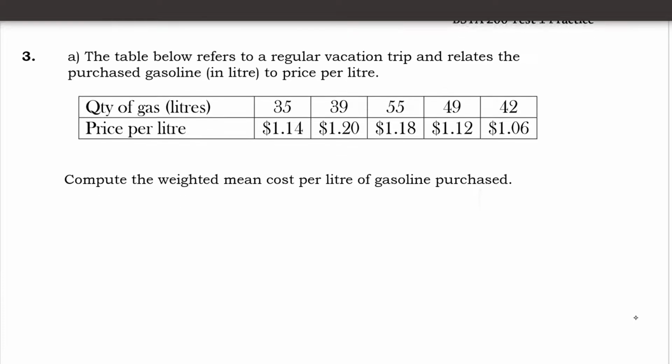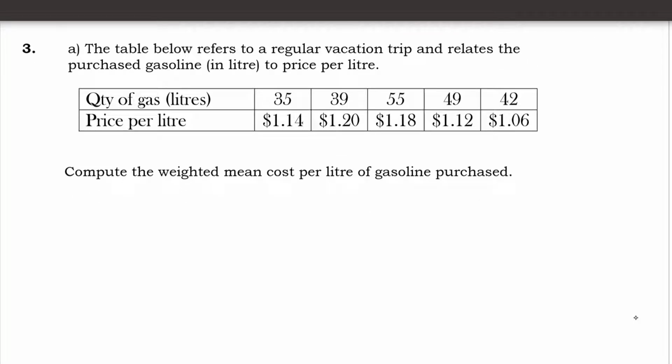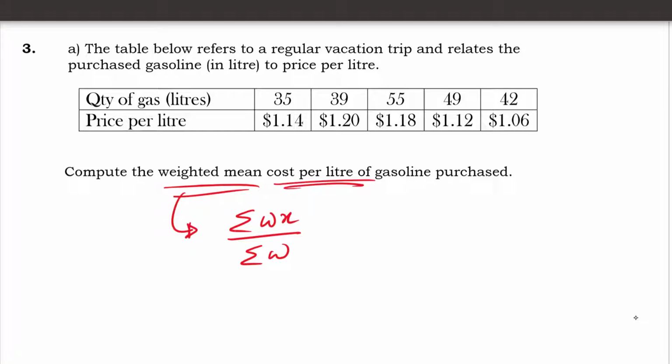For the third question, we're looking at the weighted mean here. We're trying to use the formula for weighted mean, which is the sum of the weights times the values divided by the sum of the weights. Now here we want the weighted mean price, cost per liter. So price is going to be our X and the quantity of gas will be the weight.